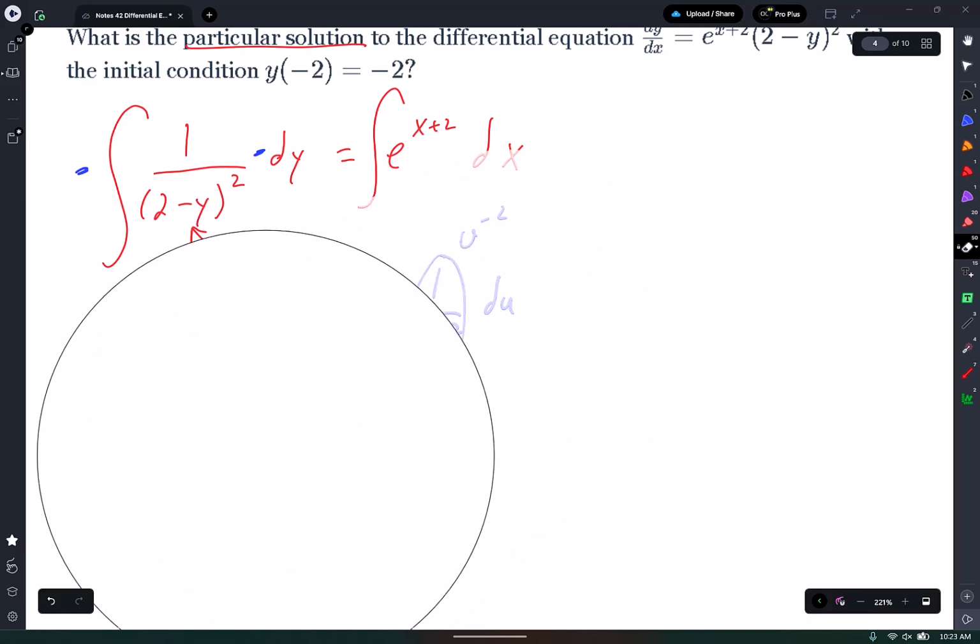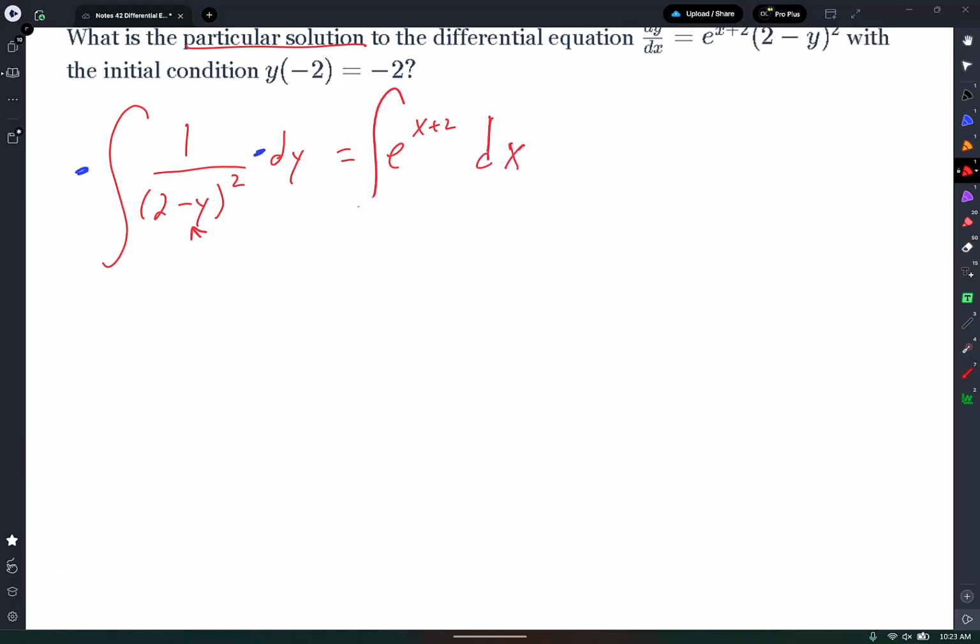So I can go back to the problem. Let me erase these little minuses. So this is going to be 1 over 2 minus y equals e to the x plus 2 plus c. And I always make mistakes, hopefully I didn't make a mistake there. Right?